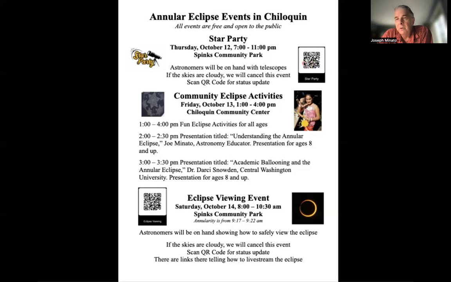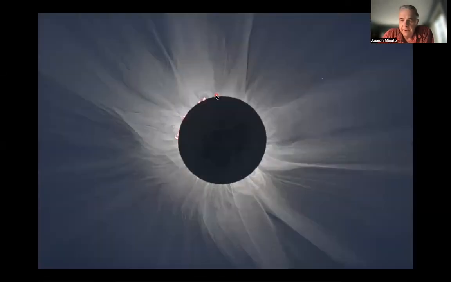Well, here's a QR code that maybe you have a smartphone, or I bet your parents do, or someone you know. And you can scan that around 6 or 7 o'clock, and I will update that. And if it's clear enough to have the star party, I'll say we're on. Let's go. Meet you at Spinks. And if it's not, we'll say sorry, but we'll try again another time.